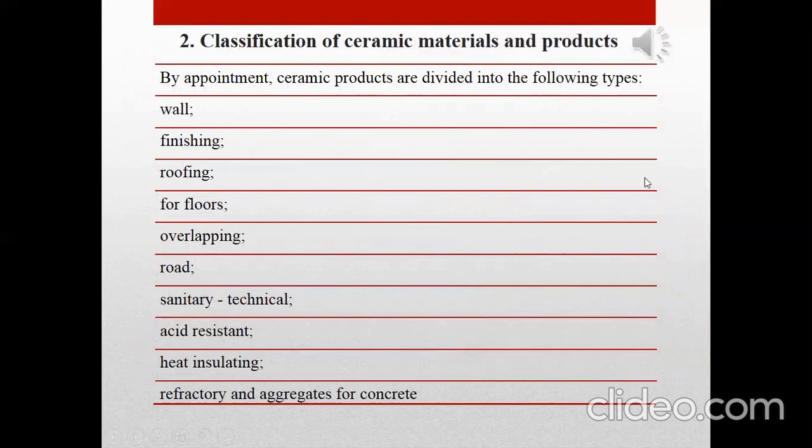2. Classification of ceramic materials and products. By appointment, ceramic products are divided into the following types: wall, finishing, roofing, floors, overlapping, road, sanitary, technical, acid resistant, heat insulating, refractory.